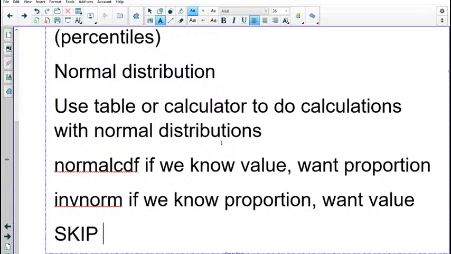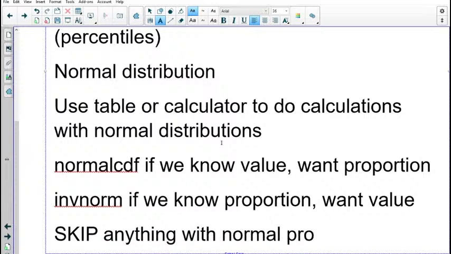Skip anything with normal probability plot. I put an announcement about that out yesterday that you should have gotten. So if a homework question asks you about normal probability plot, then skip it. Or skip that part of the question that has to do with the normal probability plot, because we didn't talk about it. We'll talk about it more when it becomes relevant again. I just didn't get to it right now.